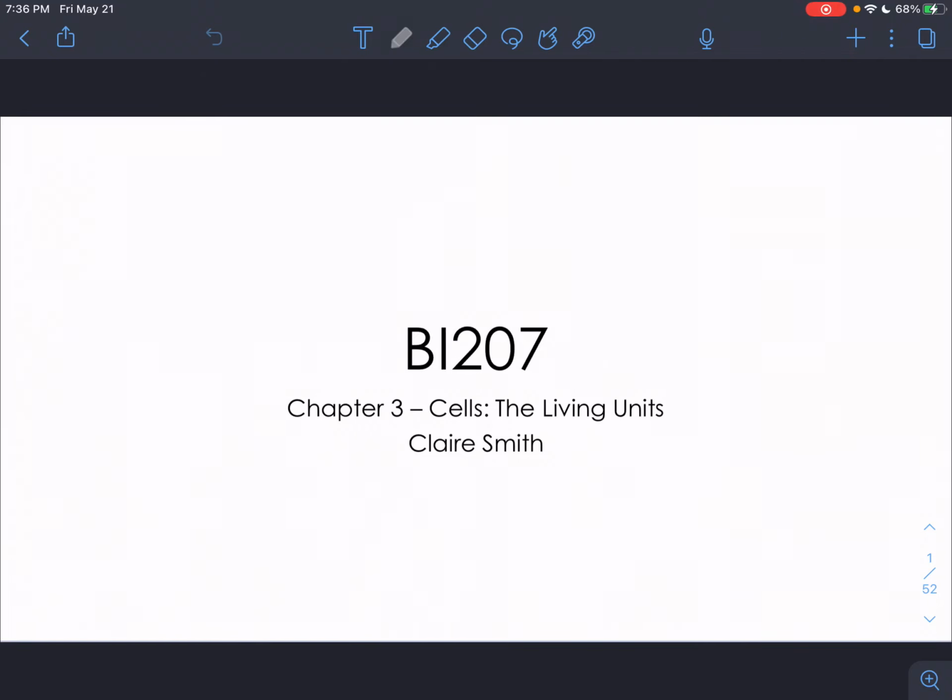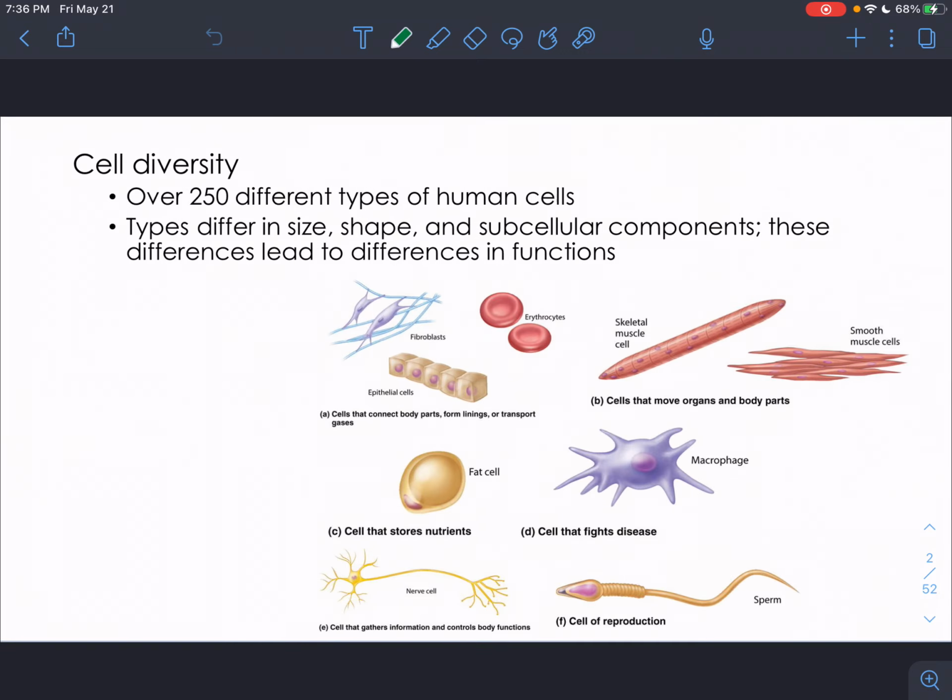Hello everyone. This lecture will be covering the material from Chapter 3 of your MERIB text, which covers information about cells. Okay, so let's get started.